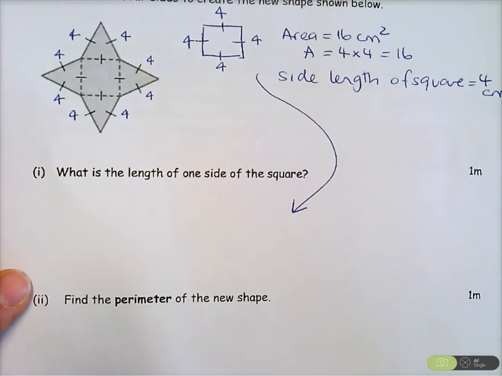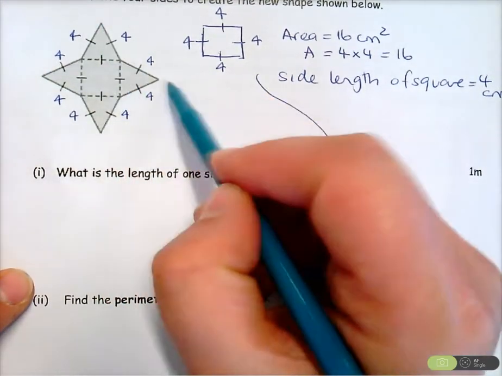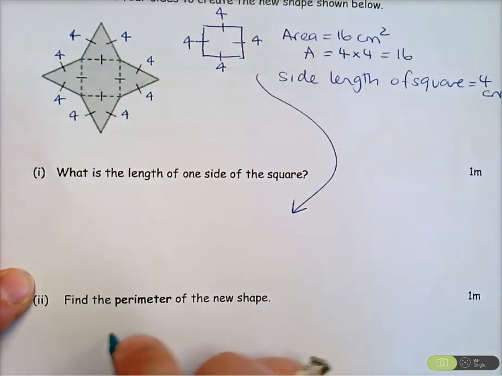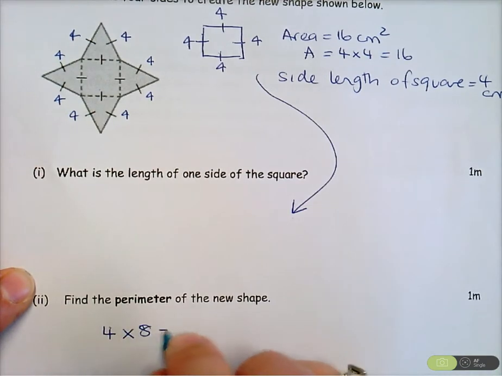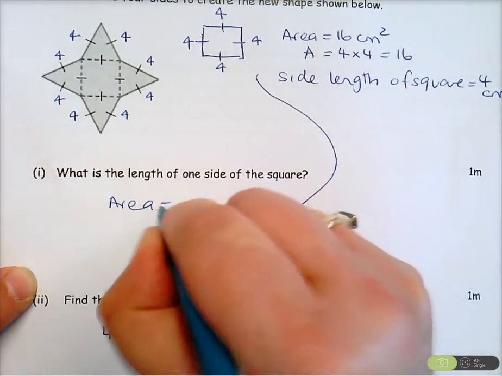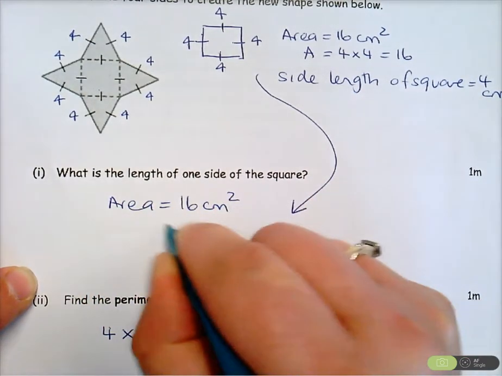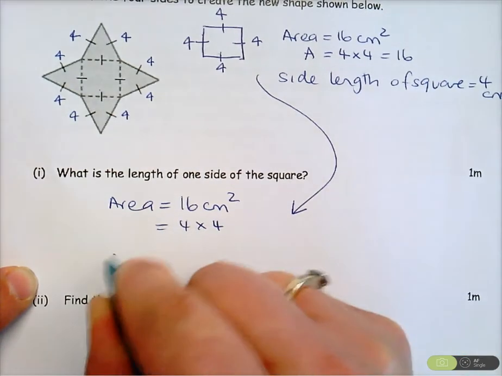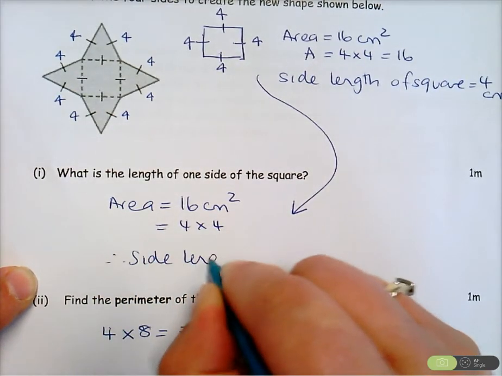Now the perimeter of the new shape, I have to add all these up. How many 4s am I adding up? 4 times 8 is 32 centimetres. So I'm just going to write this here again. Area of square is 16 centimetres squared, which is 4 times 4. Therefore, side length is 4.